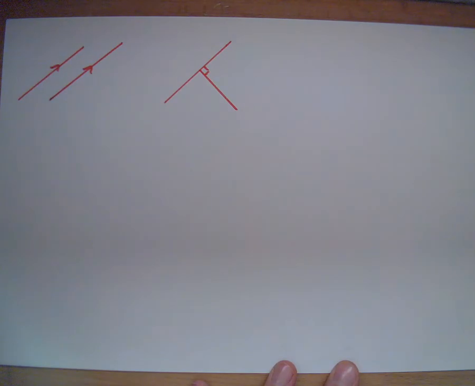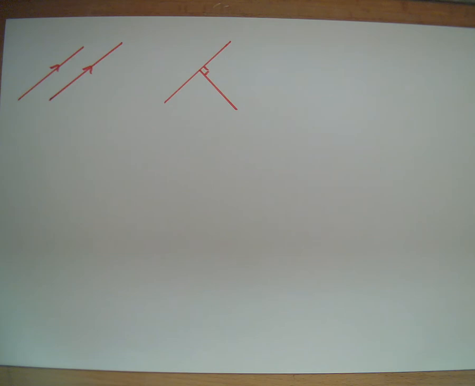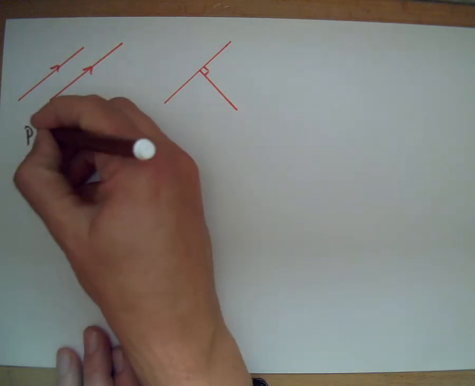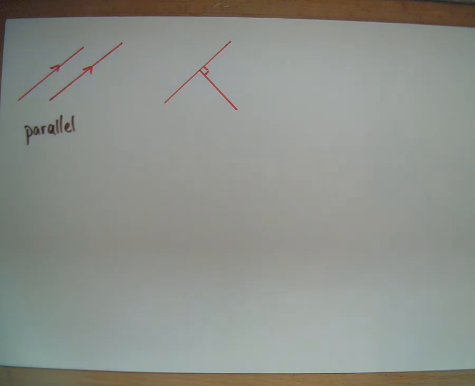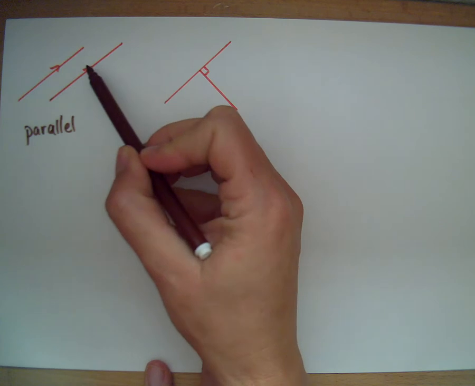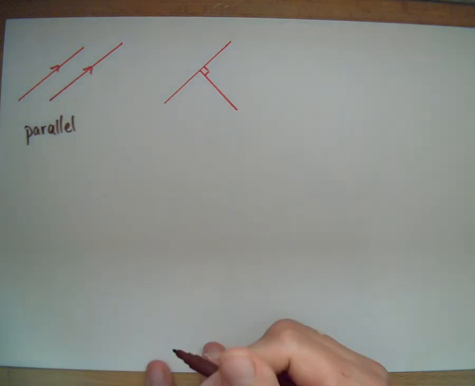Let's refresh our memories. These two lines are parallel. You can tell by the two arrows. That means these lines are parallel. Parallel lines never meet, however long you make them. And also they have the same slope. They have the same steepness, the same gradient.